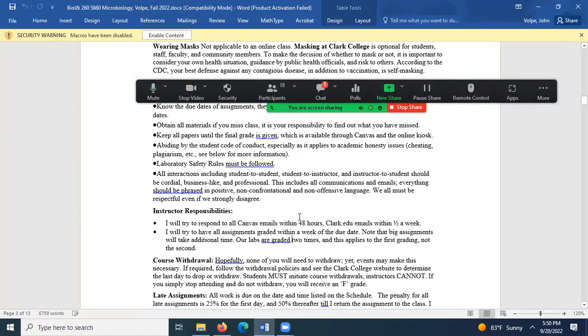The point is, be respectful even if we strongly disagree. And generally, I never will get into talking about politics and religion, so there's no reason not to be professional.